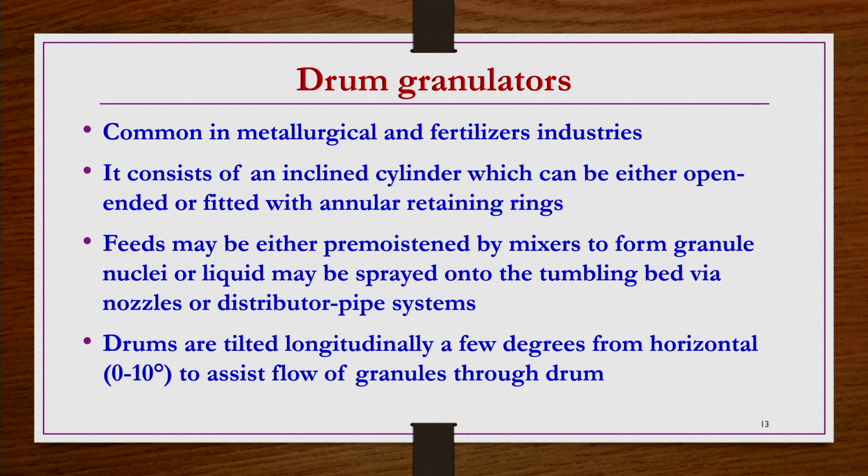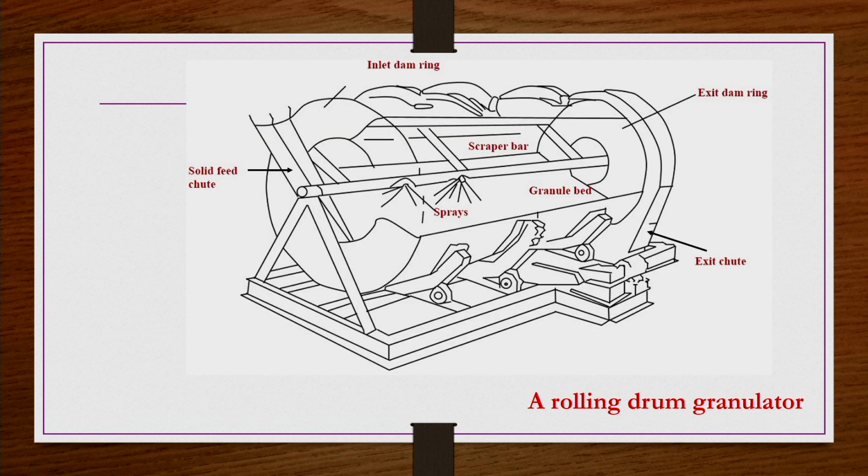Drums are tilted longitudinally a few degrees from horizontal, 0 to 10 degrees, to assist the flow of granules through the drum in general. So, a schematic of a rolling drum granulator is shown here. This is a cylindrical drum, and the two ends of this cylindrical drum are shown here. They are connected like this. They have internal rings, so rings are also possible. The material comes through here.